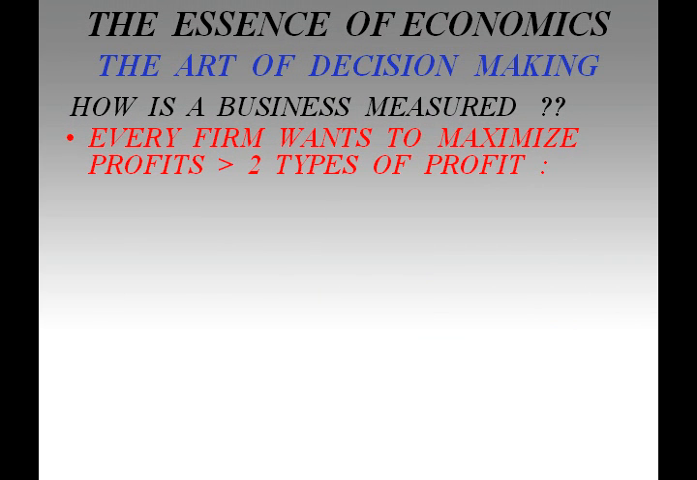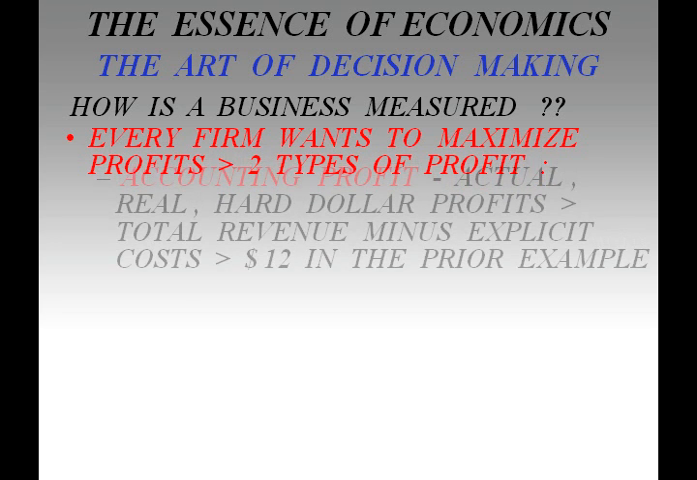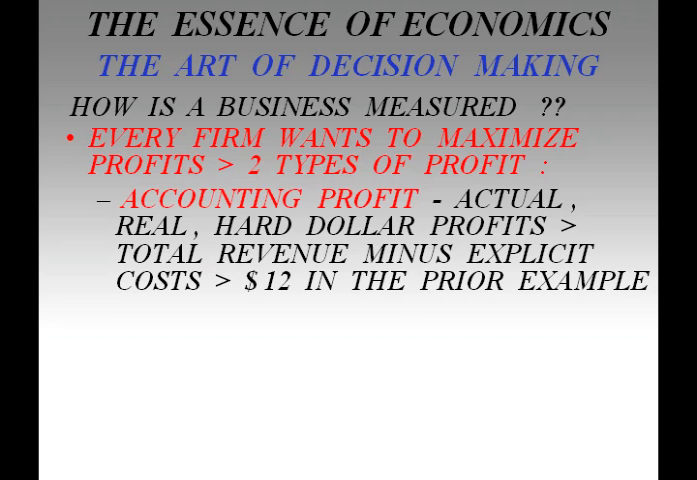Now, every business or firm wants to maximize its profits. In other words, make as much money as possible for its owners and investors. And there are two types of profits that businesses keep an eye on. The first is accounting profit. What accounting profit is, is the actual, real, hard dollar profits: the total revenue for a business minus its explicit costs. In other words, the $12 in the prior example that we just looked at.